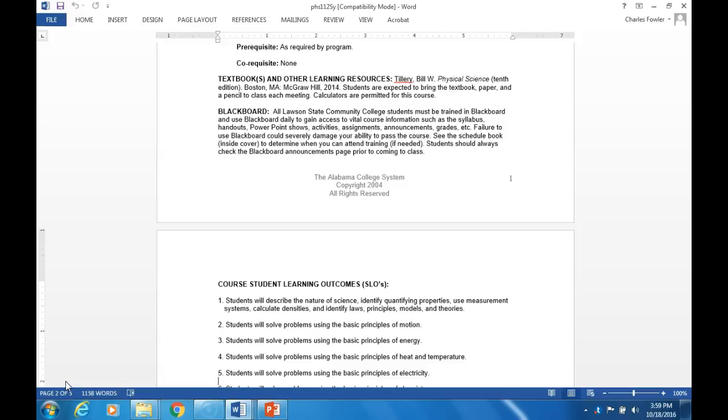Students are expected to bring a textbook, whichever it is, maybe not today, paper, and pencil to class each meeting. We will be working problems. You will find the calculator handy. Okay, you won't have to have one. They certainly will help. And you can certainly use calculators for every test.